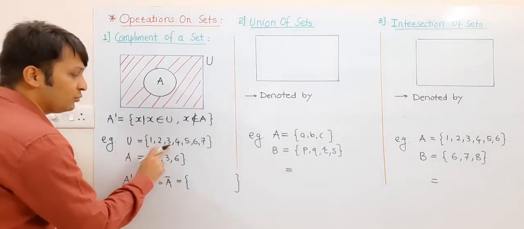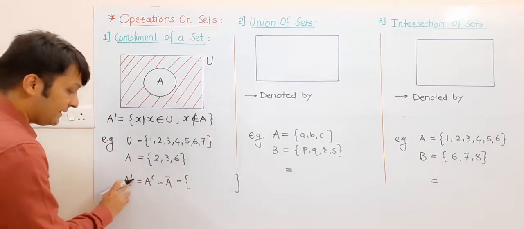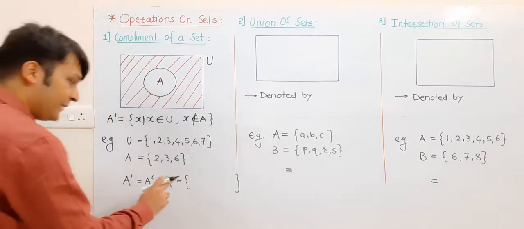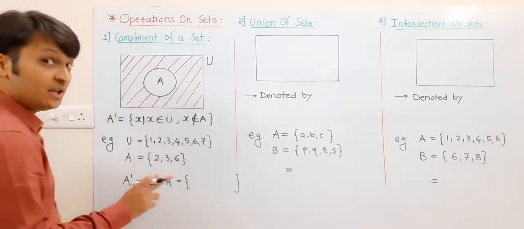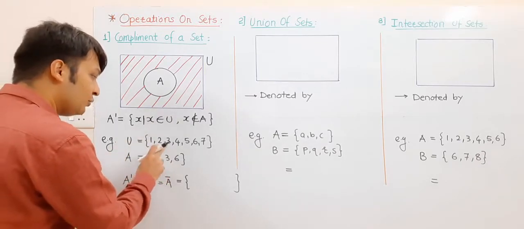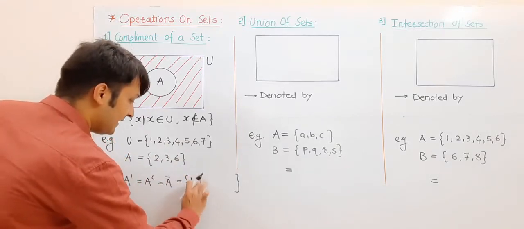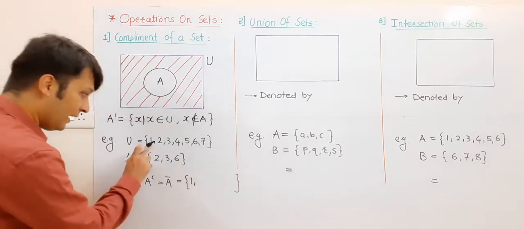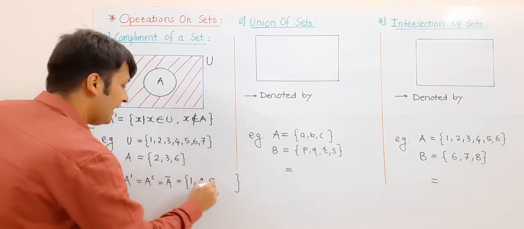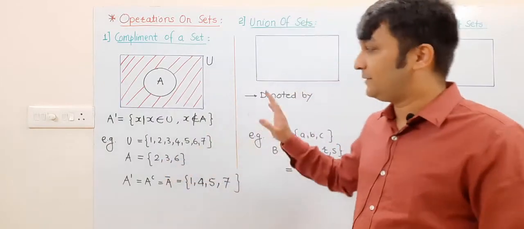Check the next example now. I have U set 1, 2, 3, 4, 5, 6, 7. I have A set 2, 3, 6. Then the complement is denoted by these three: A', A^C or A bar. The complement means elements which are in U but not in A. That means exclude 2, 3 and 6. So what is left? 1, then 4, 5 and 7. Remember, this is going to be your complement of a set.